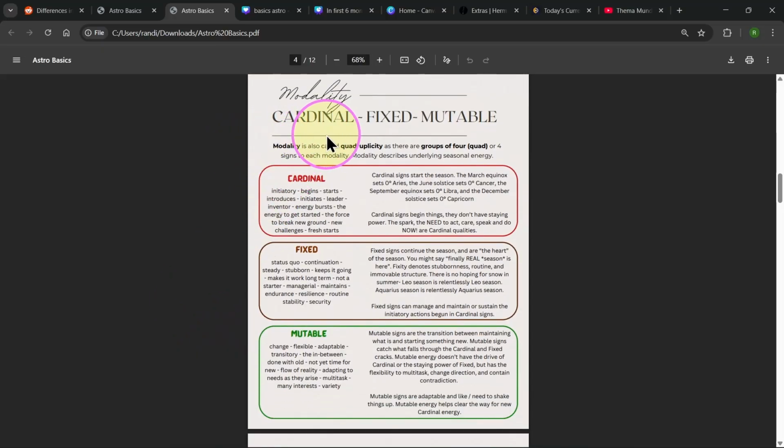Modality is also called quadruplicity because there are groups of 4. There's 4 signs per modality. Modality describes the underlying seasonal energy. So cardinal sign starts the season. The March equinox sets 0 degrees Aries. The June solstice sets 0 degrees Cancer. The September equinox sets 0 degrees Libra. And the December solstice sets 0 degrees Capricorn.